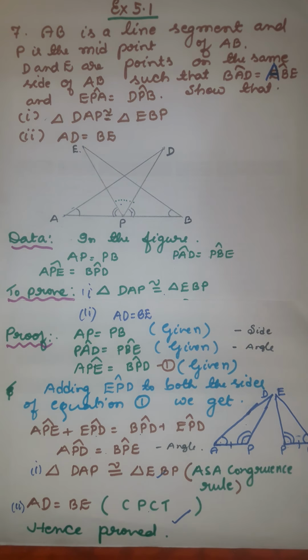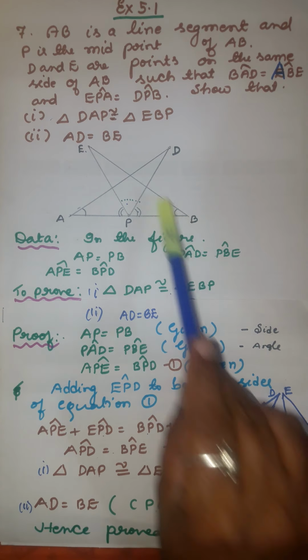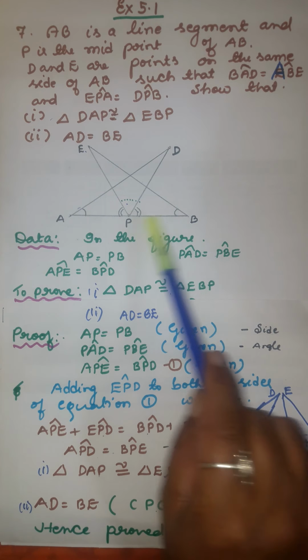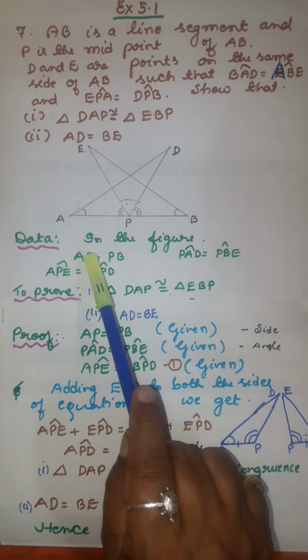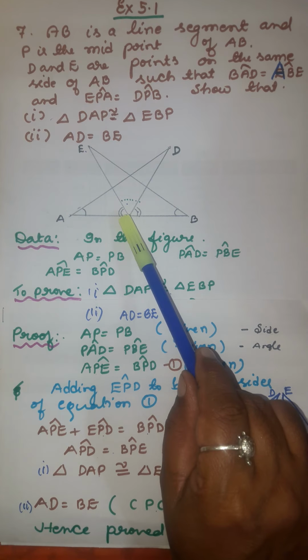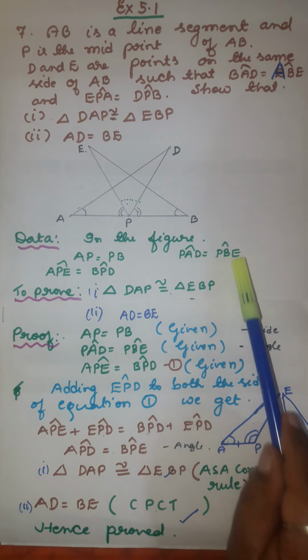So let us write what is given in the problem. That becomes the data part. In the given figure, AP is equal to PB because P is the midpoint of line segment AB. AP is equal to PB. Then angle PAD is equal to angle PBE.